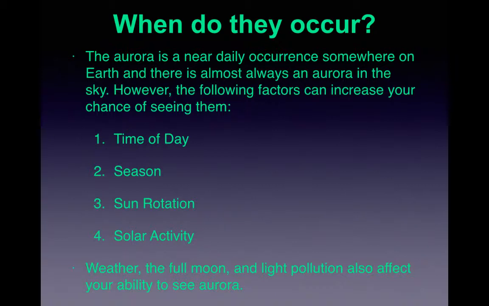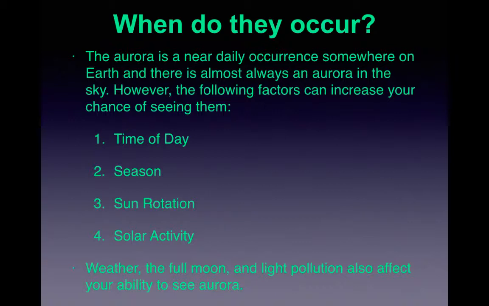Sun rotation. It takes the Sun 27 days to rotate one time around its axis, so 27 days after an auroral display, the active region on the Sun that caused the aurora will face Earth again. Although some solar activity in the region on the Sun might have decreased in the meantime, there is still a greater chance of auroral activity.